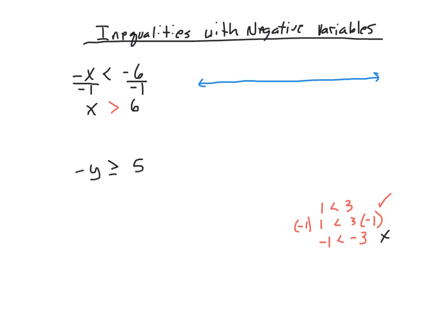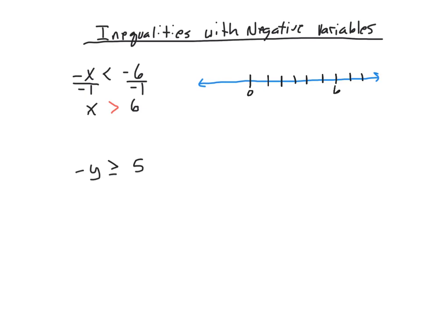That's why we always have to switch the direction of our inequality anytime we multiply or divide by a negative number. Okay, so that's the explanation. Let's finish our problem now. So now I finished. I've got x greater than 6. So I simply go on my graph. One, 2, 3, 4, 5, 6.